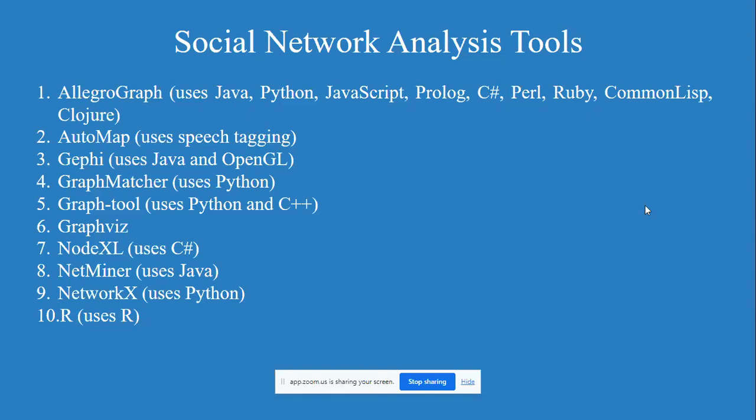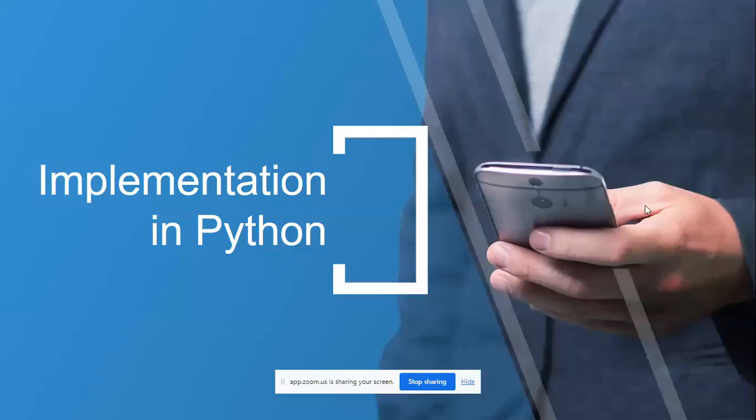Now, there are various tools available for social network analysis, like AllegroGraph, AutoMap, Gephi, GraphMaster, Graph-tool, GraphViz, NodeXL, NetMiner, NetworkX, R, right?